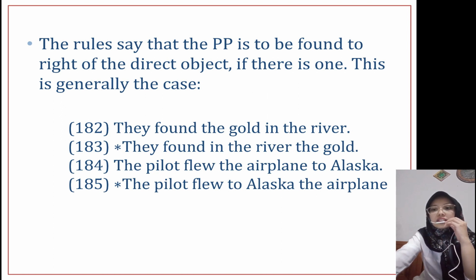They found the gold in the river. We can say that they found in the river the gold, but we need to write down the right one: they found the gold in the river. They found in the river the gold makes no sense. And then: the pilot flew the airplane to Alaska. The pilot flew to Alaska the airplane. This is wrong, right? Indeed, we can observe that the above rules hold for arbitrary prepositional phrases, so we simply replace on by a placeholder, say.